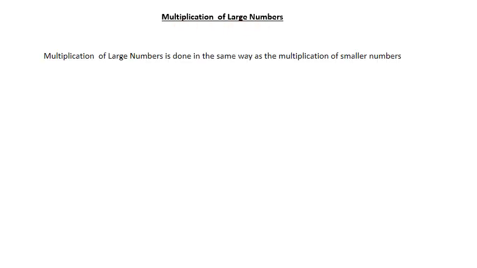Now, multiplication of large numbers is done in the same way as the multiplication of smaller numbers. How have you done the multiplication of smaller numbers? It's exactly the same for large numbers. Let us see an example. Students, here I have taken a 4-digit number and it is multiplied by only a single-digit number, which you have done in the previous class.